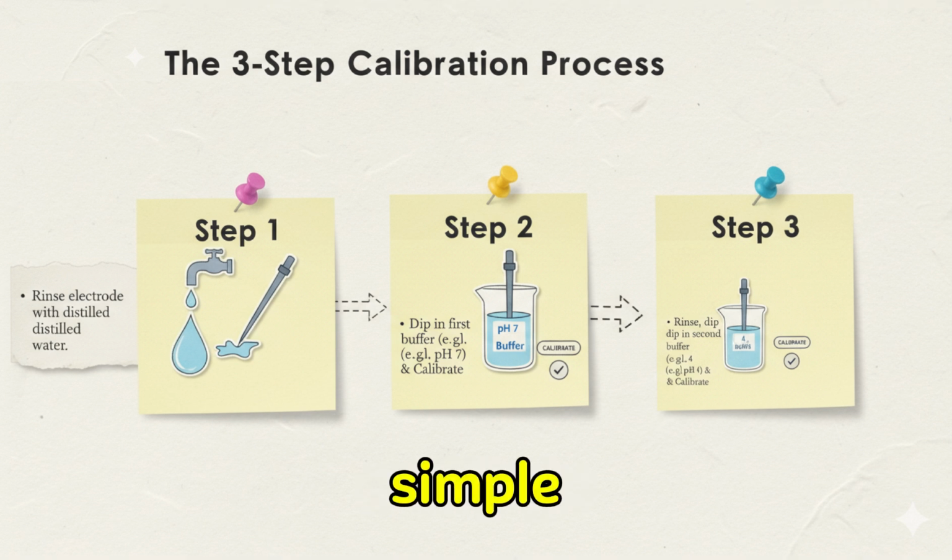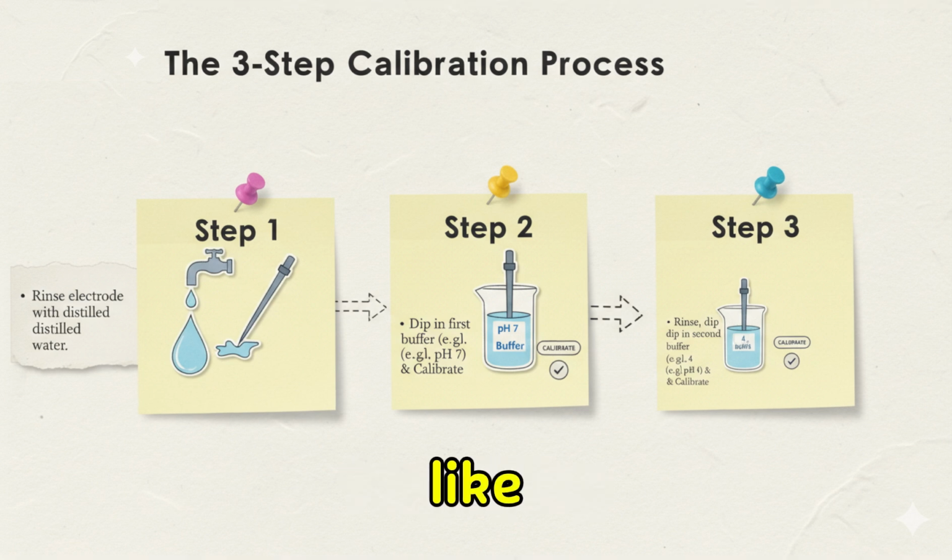It's ready to give us accurate readings. It's a simple 3-step process. Step 1, you rinse the electrode with distilled water to clean it. Step 2, you dip it into the first buffer, let's say pH 7, and press calibrate. The meter adjusts itself. Step 3, you rinse it again and dip it into the second buffer, maybe pH 4, and press calibrate again. And that's it. Your instrument is now reliable.